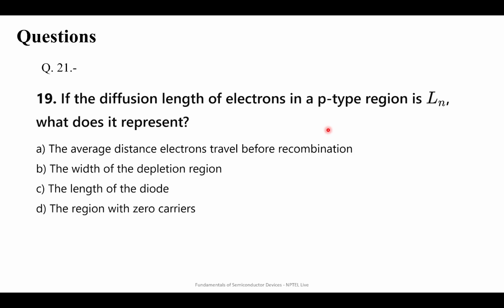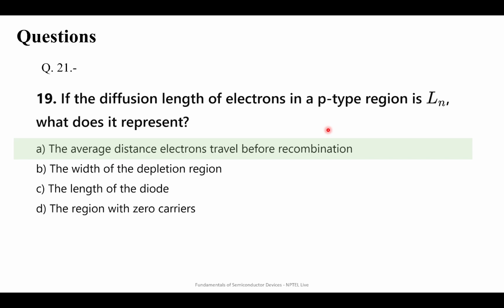Yes, the answer would be A, the average distance electrons travel before recombination. In a p-type region, the majority carriers are holes. So when you inject an electron from one end, it gets recombined with one of the holes, but there is an average length it travels before it gets recombined. That average length is called Ln.